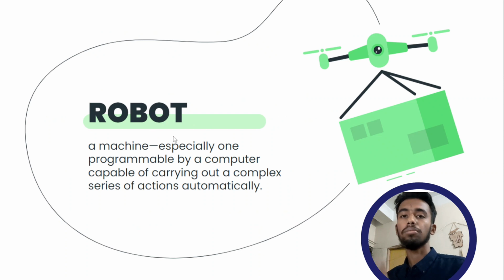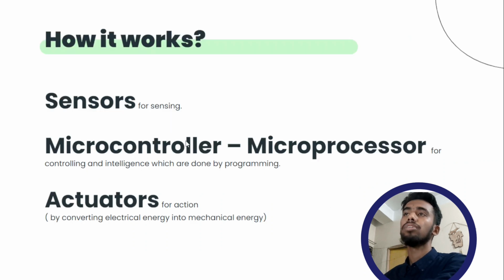Now, what is a robot? A robot is a special machine that is programmable by a computer so that it can do a series of tasks accurately. So how does it work? There is a sensor in the motor that is used to sense any object so that the motor works accurately, and there is a microcontroller, a microprocessor, which is used for controlling and intelligence as well. And there are actuators which are used for actions in a robot.